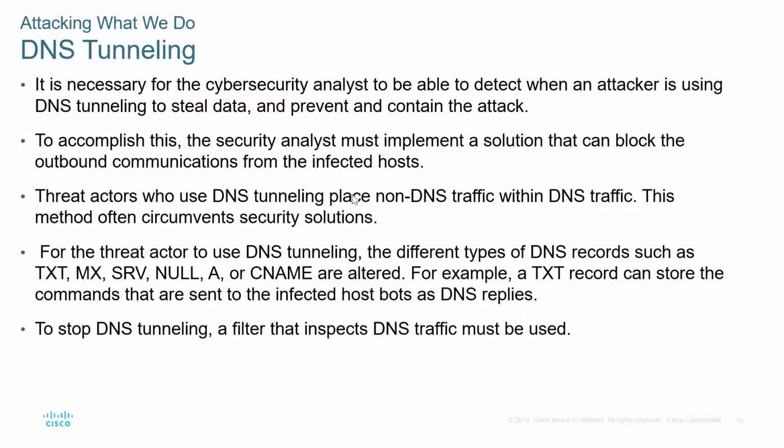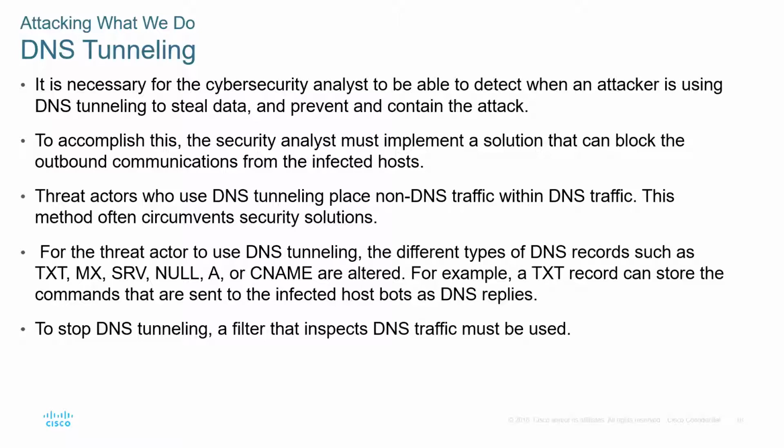All right, we also have what's called DNS tunneling, and it is necessary for a cybersecurity analyst to be able to detect when an attacker is using tunneling to steal data, and to prevent and contain the attack. One way to accomplish this is that the analyst must implement a solution that can block the outbound communications from the infected hosts. Actors who use DNS tunneling place non-DNS traffic within DNS traffic. The idea is that it often circumvents security solutions. So if you have an IDS or IPS that is looking for DNS information, but it's seeing a bunch of other traffic along with that, it more than likely will prevent the scripts from actually picking up on the signatures of the type of attack that you're pulling off.